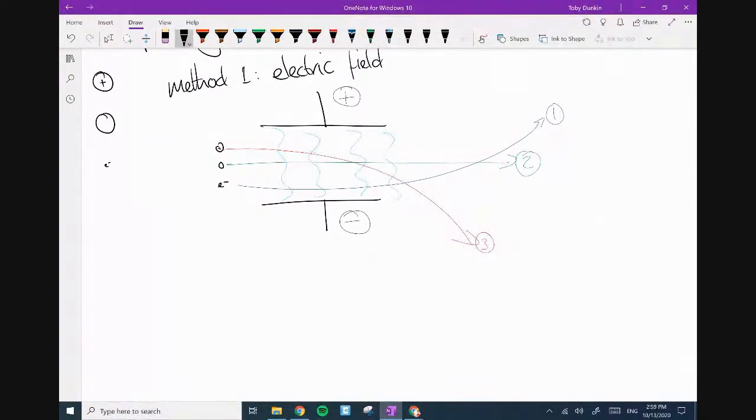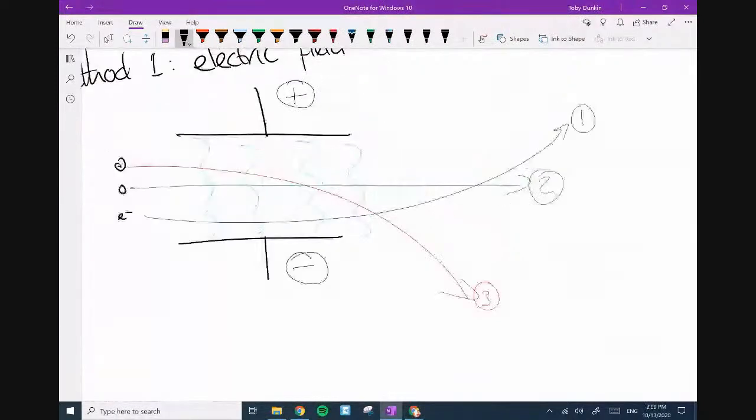The proton is going to be attracted towards the negative. Yes, it's going to go towards the negative, Harry. It's going to do that because we know that the electrostatic attraction is between oppositely charged particles. The positive proton is going to be attracted towards the negative plate, so it will move towards it, and it will also be repelled by the positive plate.